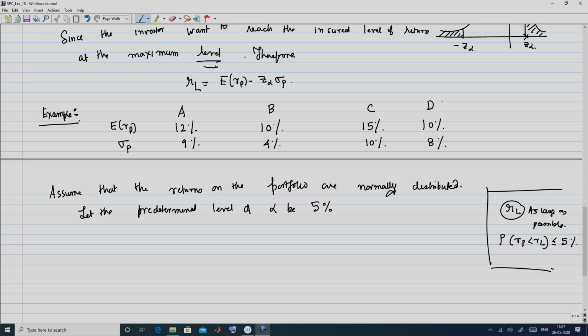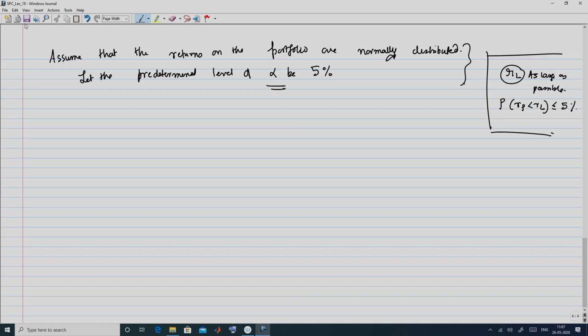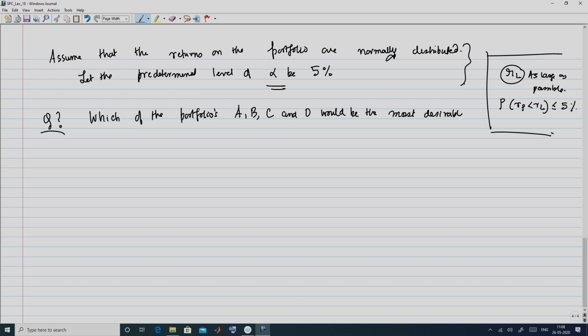So, now we have set up this example with these 4 portfolios, and I have specified my predetermined level of alpha. Now I want to pose the following question: amongst these 4 portfolios A, B, C and D, which of the portfolios would be the most desirable to an investor who is using Kataoka's safety first criteria? So, let us try to answer this question.